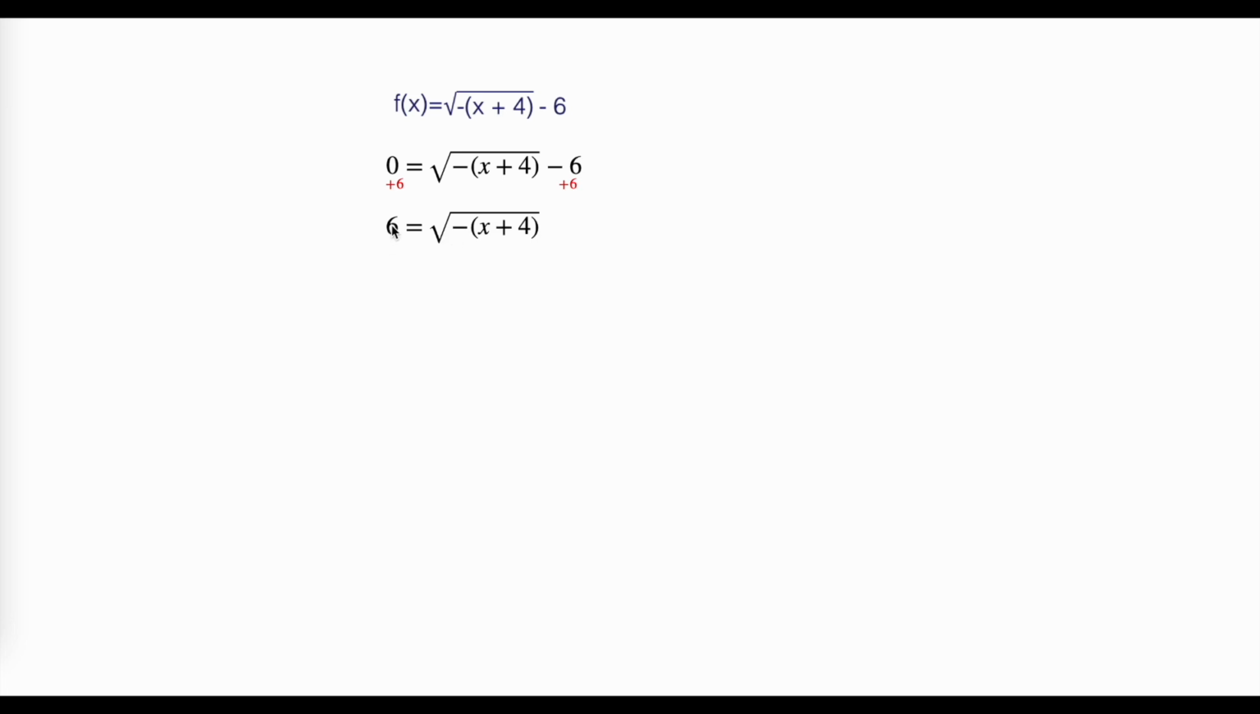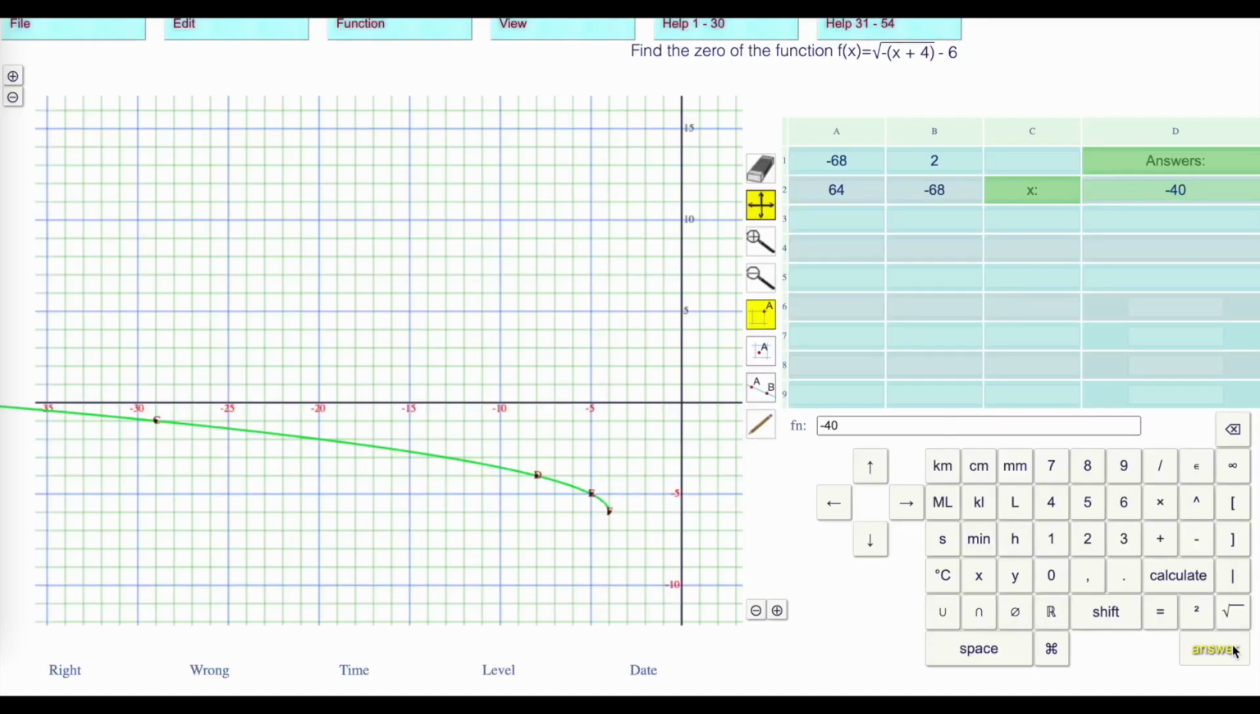If I square the 6, I get 36. If I square the square root, it's gone. We have 36 is equal to -x plus 4. Then I want to get rid of this negative. I can just divide both sides or multiply both sides by -1. And that gives me -36 is equal to x plus 4. I want to get rid of this 4, so I subtract 4 from both sides. That gives us -40 is x, -40. And then we press answer to see if we're right.